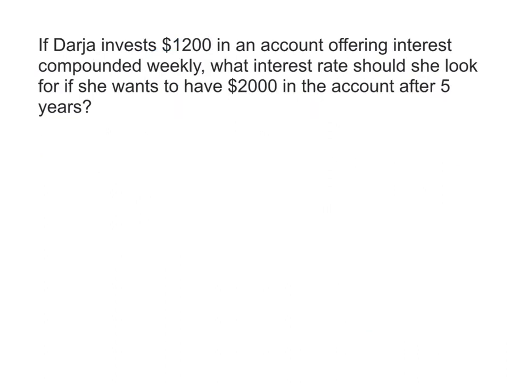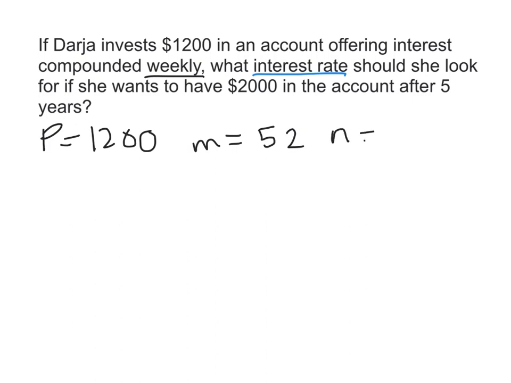This time, I'm investing $1,200 in an account offering interest compounded weekly, and I'm being asked what rate I should look for if I know that I need to have $2,000 in the account after 5 years. So same P. My M is going to be 52 since I'm compounding weekly and there are 52 weeks in the year. After 5 years, that's 52 times 5 makes 260 total weeks or total interest periods.